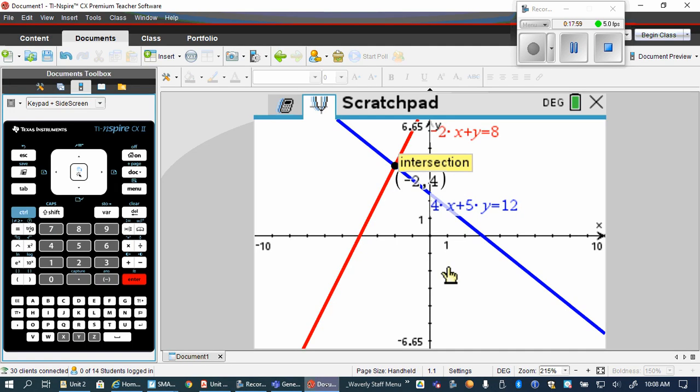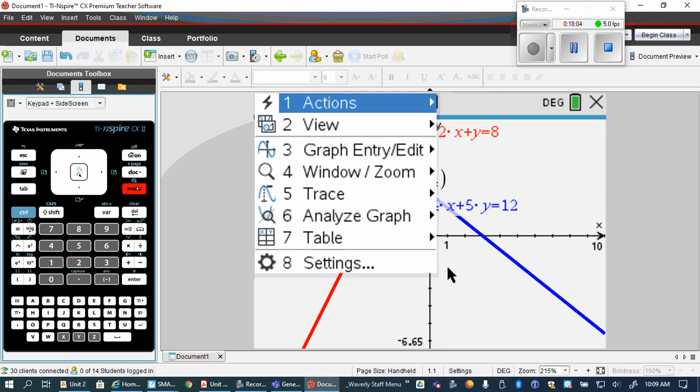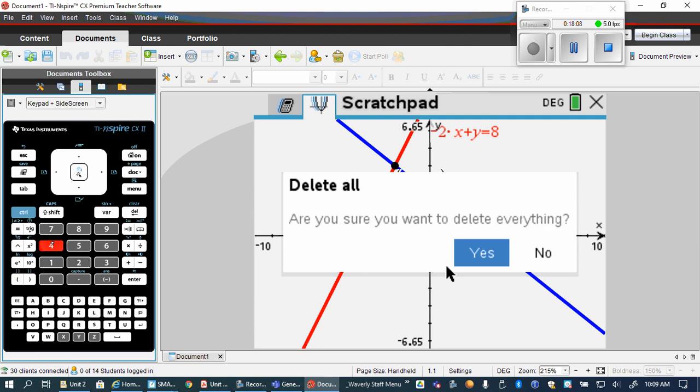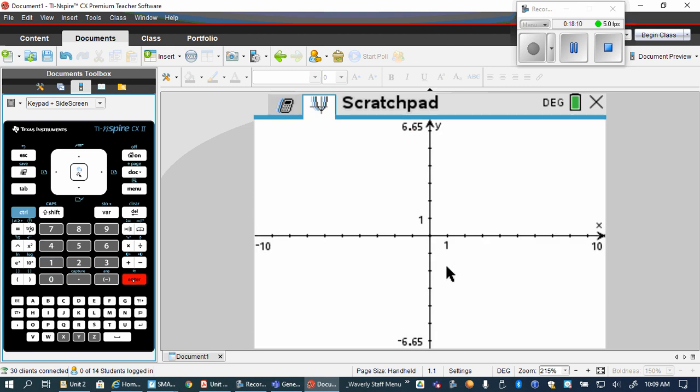I already did mine on the calculator. So you probably want to go into menu, actions, right? For delete all, and then hit enter. You guys that are having trouble with the calculator, keep up with me on this part.